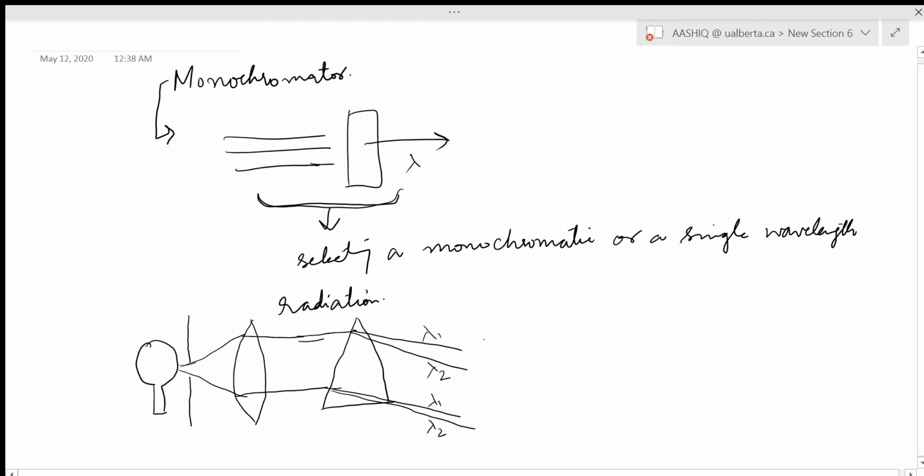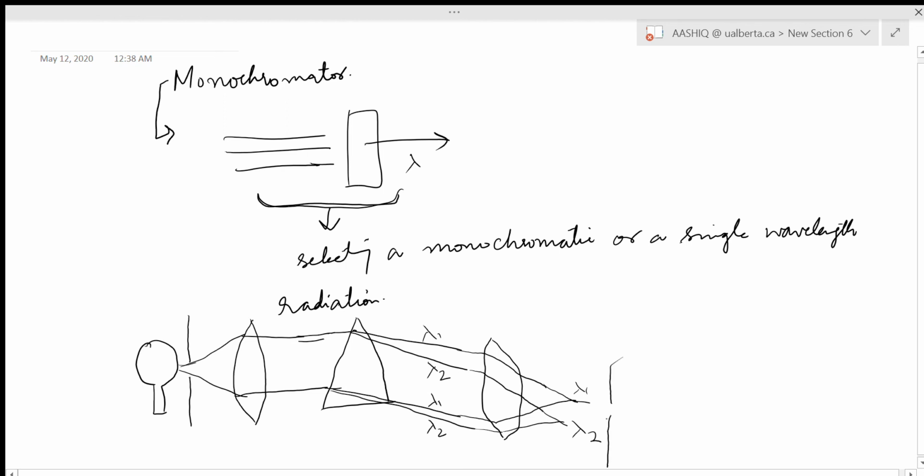Then we have one more lens, okay? So what does this lens do now? It again converges the radiations, right? It will converge the radiations like this, and these will again converge and form what? Lambda 1. Similarly, these two will be converged and form what? Lambda 2. Now, then we have an exit slit, right?